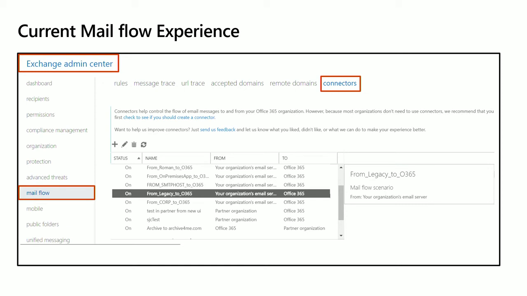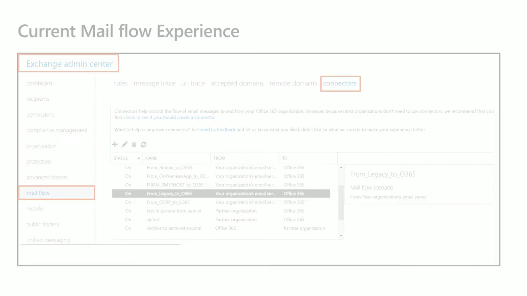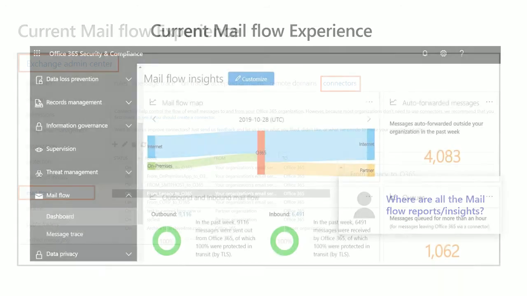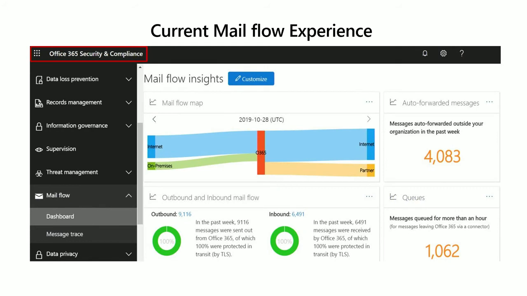But once the connector has been created, you would like to see the traffic information, like the mail flow traffic information that you have just created on that connector. But where do you find that information? You look around in EAC and you can't find any report over there. And you are wondering where all the mail flow reports are. You look around, you go to the documentation, and then eventually you figure out that mail flow reports are not in EAC, but they are in the security and compliance portal, which is a different portal than EAC.